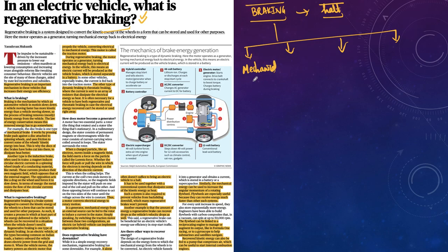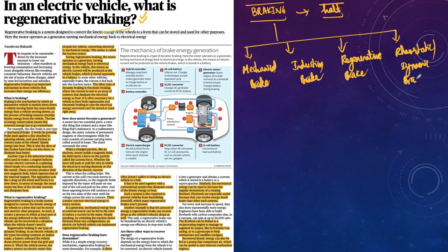The first one is the mechanical braking system, which we normally use in petrol and diesel vehicles. The second one is the induction braking system, which can be seen in locomotive trains. The third one is the regenerative braking system, which we can see in electric vehicles. And the fourth one is the rheostatic or dynamic braking system. So overall, these are the four major types into which we can classify braking systems. Among them, the regenerative braking system is very important, friends.